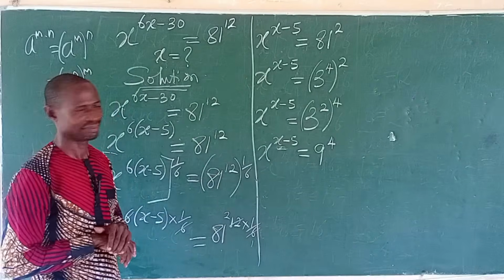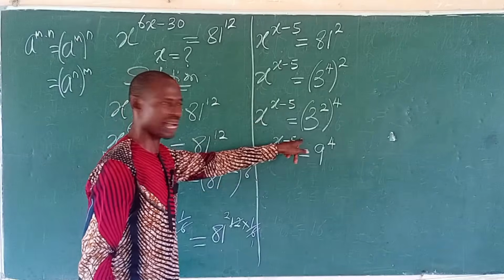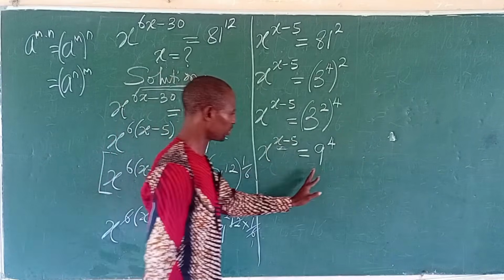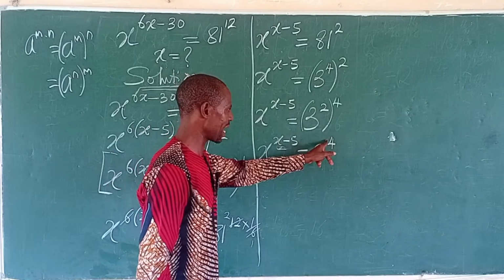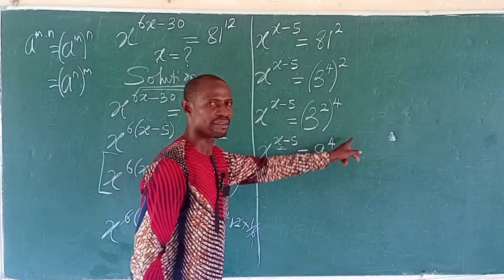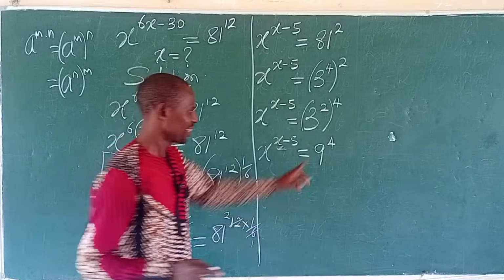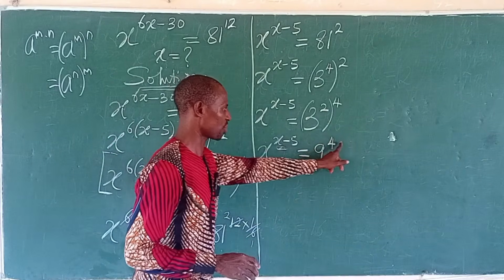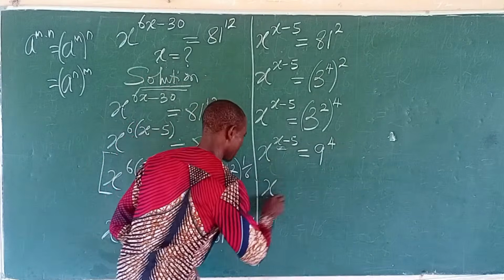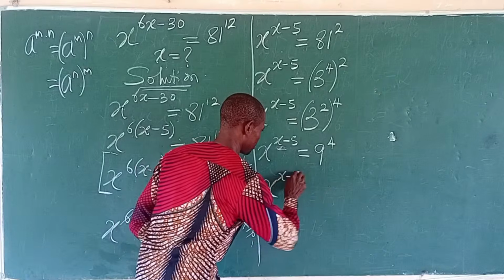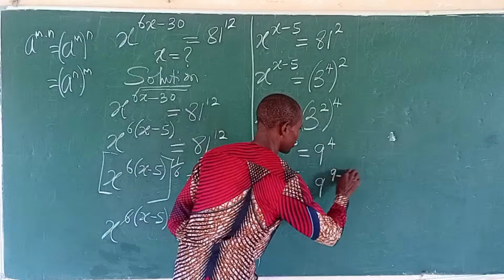Beautiful. If you look at this, we are having x raised to x minus 5. We are already having 9. Can we put in 9 here, minus 5, to give us 4? Yes. If we put in 9 here and subtract 5 from 9, that will give us 4. So let's go ahead and express this. We have x to the power of x minus 5 is equal to 9 to the power of 9 minus 5.